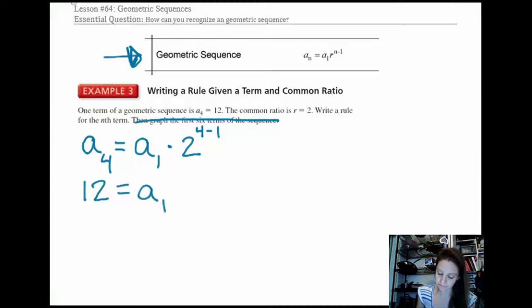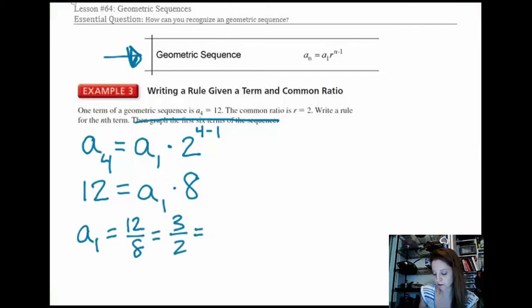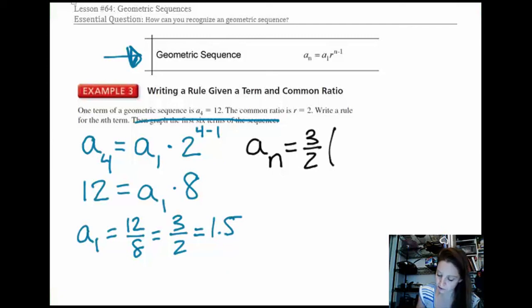Still don't know the first term. 2 to the 3rd power is 8. So now I take 12, I divide both sides by 8, and I get that the first term is really 12 over 8, which is the same as 3 halves, which is the same as 1.5. With that information, I can write the rule. A sub n equals the first term, which I know to be 3 halves, times the ratio to the n minus 1 power.